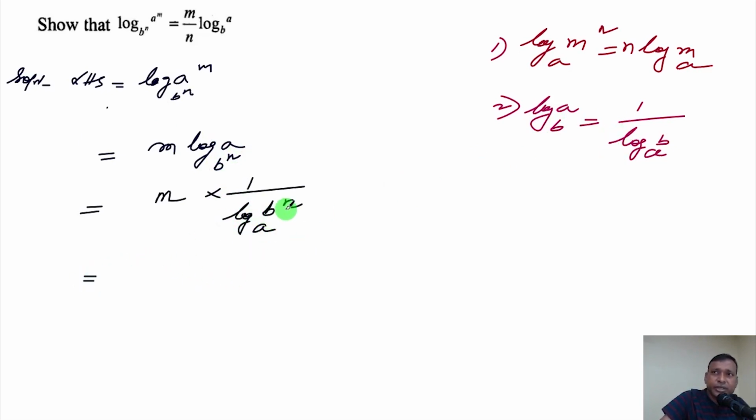Now you see, this power I will bring here. So this is m by n. Here I'll write m, and this n I'll bring here, log b to the base a. You can see in the right hand side it is m by n log a to the base b. So partially we have got m by n, but in place of log a to the base b we have log b to the base a. So what to do? Now again we will change the base.